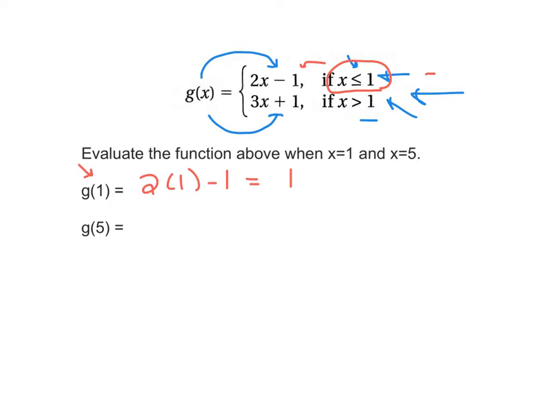The second part says find g of 5. Now 5 fits here. 5 is greater than 1, so I'm going to use the second equation. So I'm going to do 3 times 5 plus 1, which would be 16. And that's all you do. They give you restrictions on the right-hand side for when you use which function, and you just use that function to find the value. Not too bad.